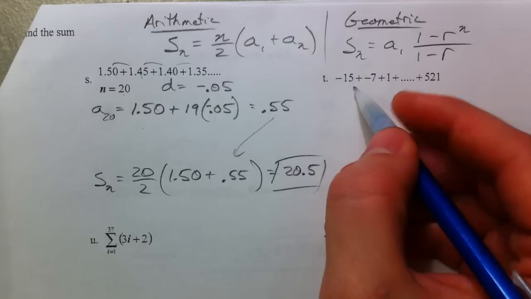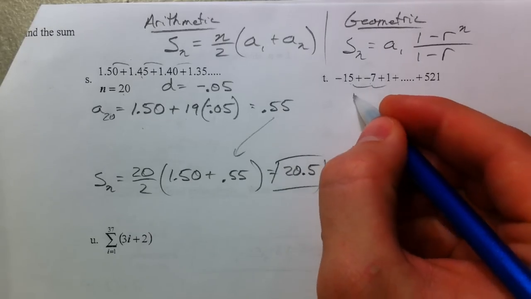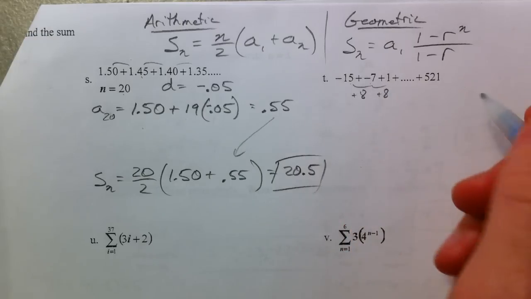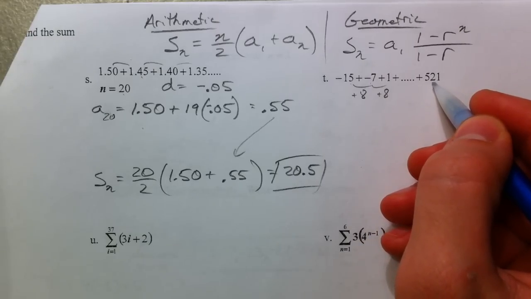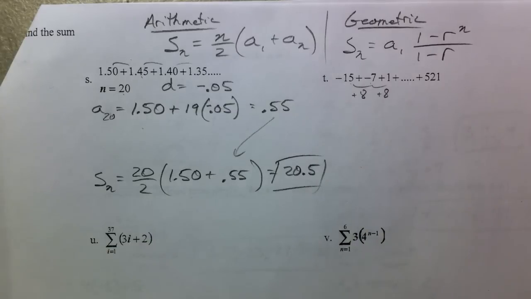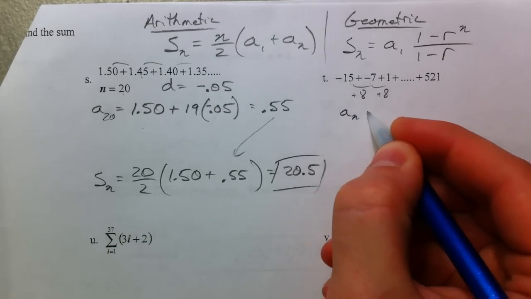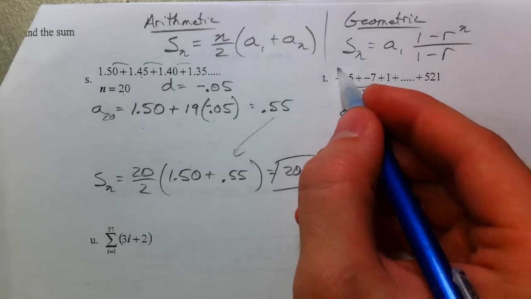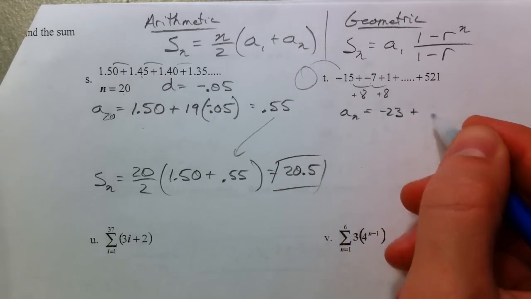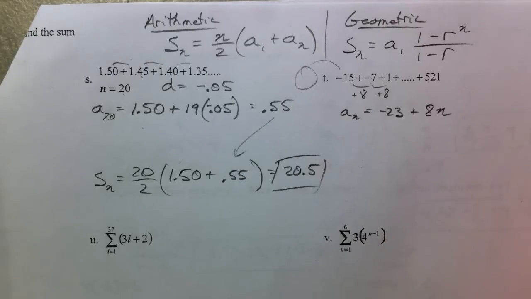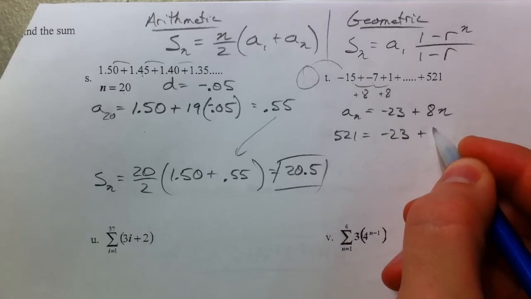All right. So in this next one, we've got negative 15, then negative 7. So we added 8. We added 8 again. So we have another arithmetic. But I don't know what number 521 is. How many numbers is 521? So if I write my nth term, it might be easiest. Nth term equation, find the term before that. It's negative 23 plus 8 times whatever n is. So 521 is negative 23 plus how many 8s?